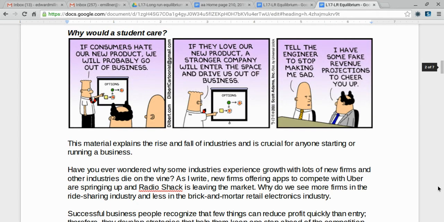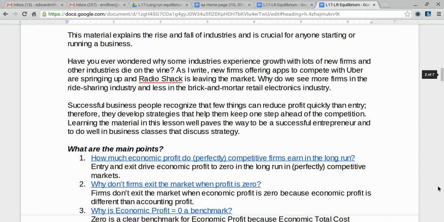A student might care about this lesson because the material explains the rise and fall of industries, and it is crucial for anyone starting or running a business. Have you ever wondered why some industries experience growth with lots of new firms and other industries die on the vine? As I write, new firms offering apps to compete with Uber are springing up, and Radio Shack is leaving the market. Why do we see more firms in the ride-sharing industry and less in the brick-and-mortar retail electronics industry?